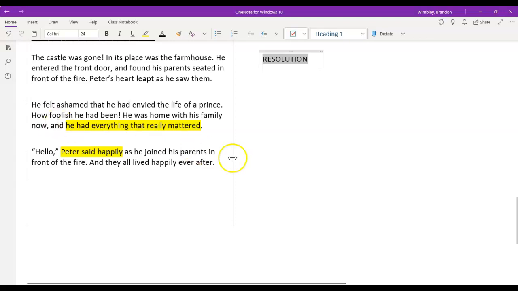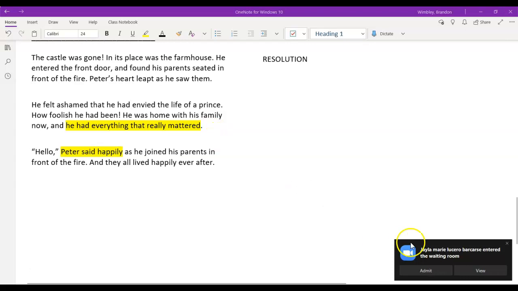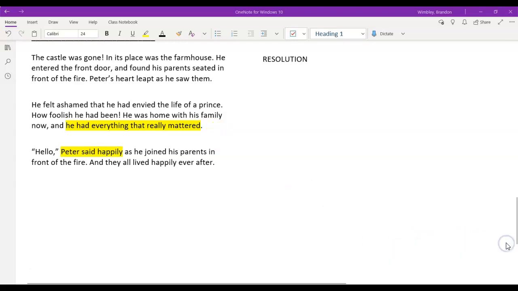The conclusion of a story ends the story of events and tells how the problems are solved. So I want you to think about some questions I have before we go. At the end of my fairy tale, Peter is no longer lonely because... Why? Well, because he had everything that really mattered. So it's showing me that, yeah, we're solving this problem. How about this? Does this answer my question as well? If it does, then I know I have a strong closing, a strong resolution.